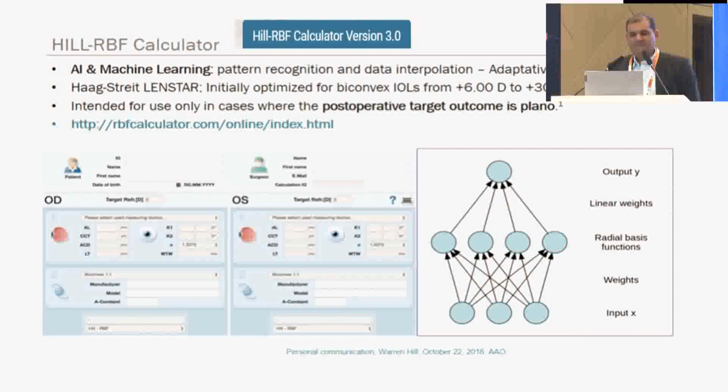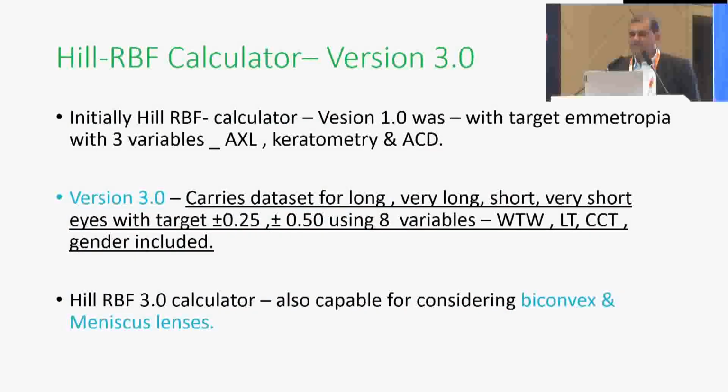The HEAL RBF calculator, that is a version 3 calculator. It is an artificial intelligence machine learning process, that is adaptive learning. When HEAL RBF was introduced as version 1, it was considering target emmetropia with only 3 variables. Now they have incorporated 8 variables. They also incorporate the data set of the small short eyes or very short eyes or small long eyes and very long eyes. And also rather than target emmetropia, you can customize plus or minus 0.25 and plus 0.5.